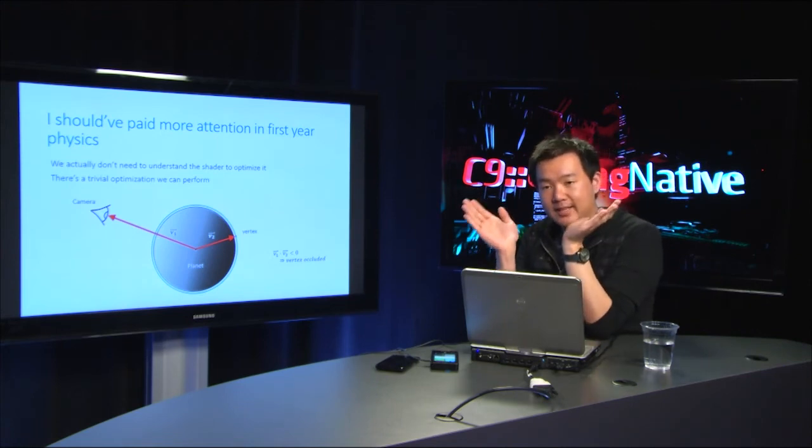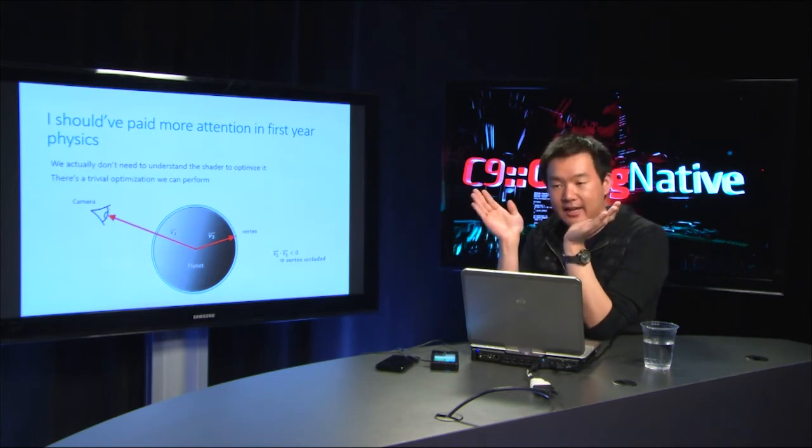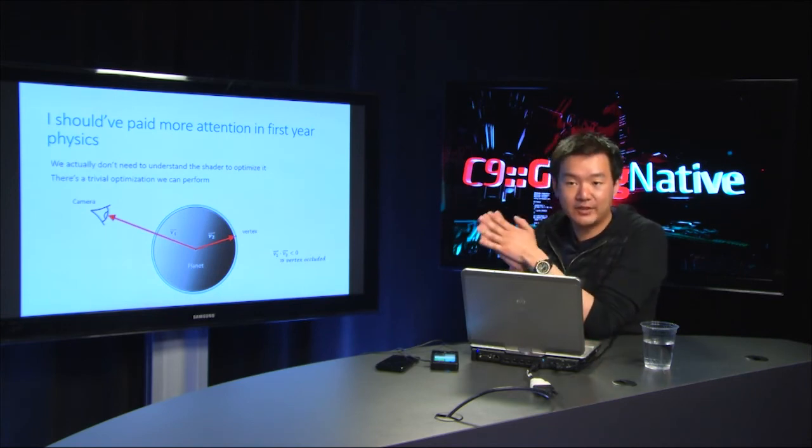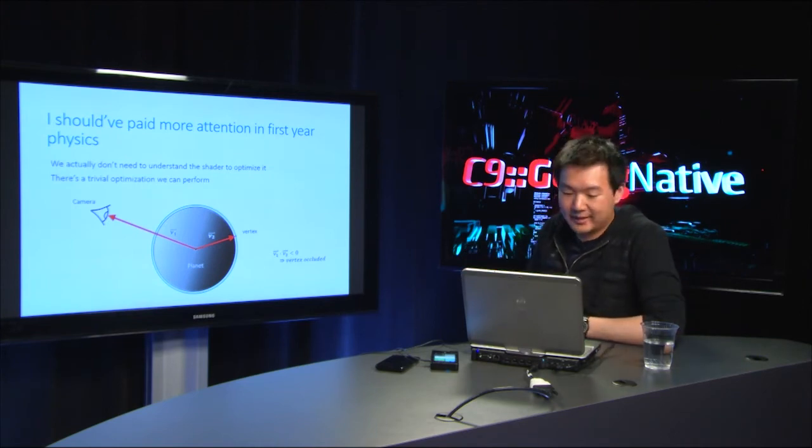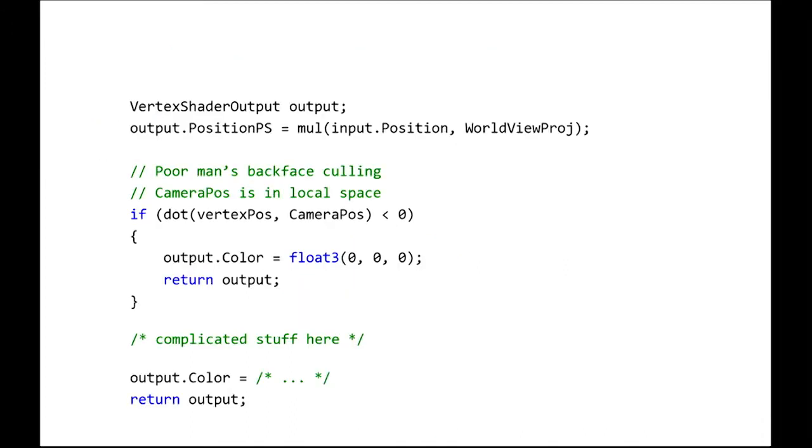If this dot product is negative, then we know that the vertex is necessarily on the other side of the planet, right? That it is not visible by the camera, and therefore we don't need to perform these complex lighting equations. And so that's what it looks like. It's nothing fancy. It's very simple.